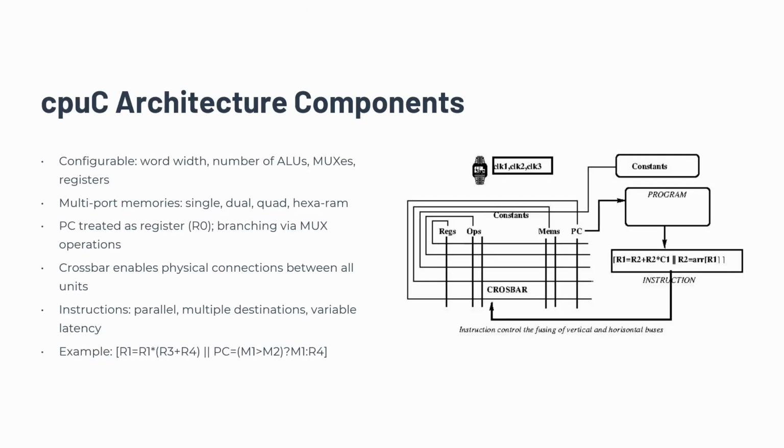cpuC is highly configurable. In the very long instruction description, we can define the word width, the number of arithmetic units, the number of registers and memory modules. The PC itself is treated as a regular register and can be updated via MUX operations, which allow flexible branching, including dynamic loop control. Each instruction can update many registers and memory ports in parallel, and the compiler can assign latency to match the depth of the data path we create.